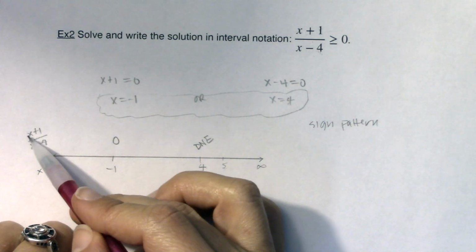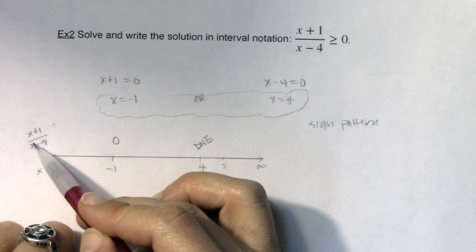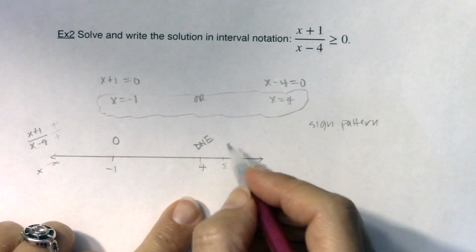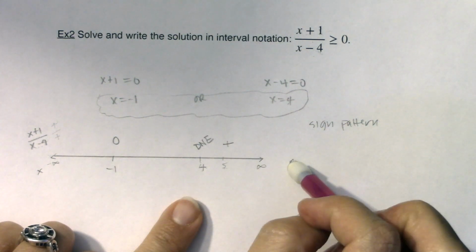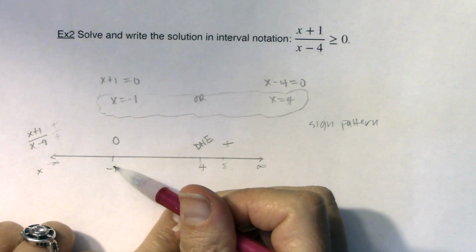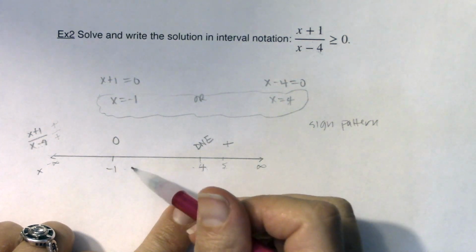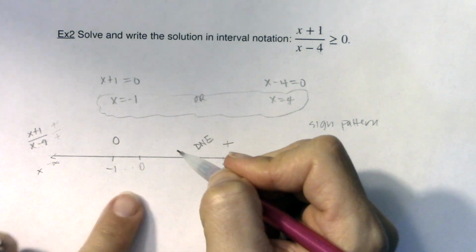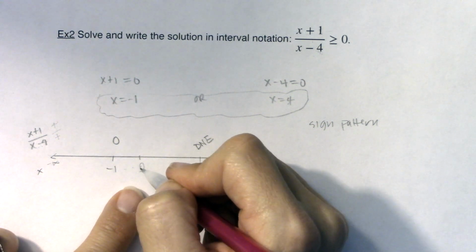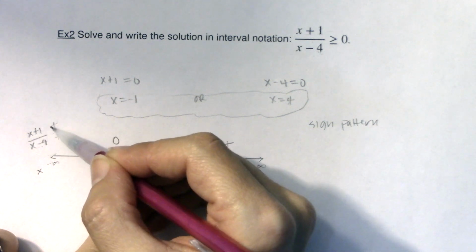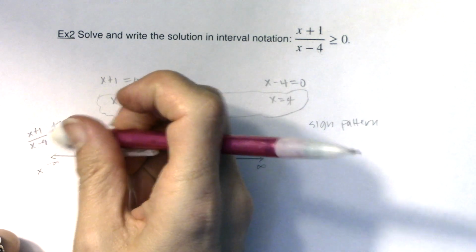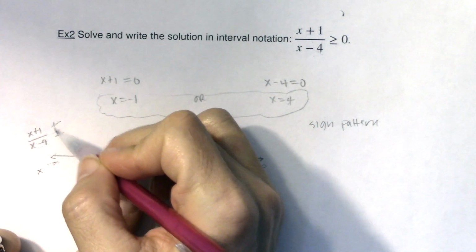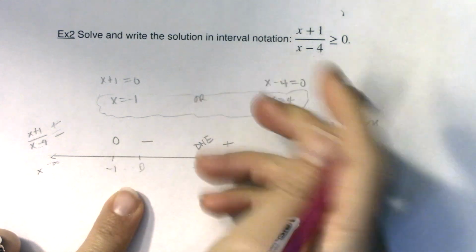So let's try 5. 5 plus 1 would be positive. 5 minus 4 would also be positive. And a positive in ratio to a positive is positive. Okay? I can pick any x value between -1 and 4. Let's try 0. I like picking 0. If I plug in 0, 0 plus 1 is positive, but 0 minus 4 becomes negative. And a positive in ratio to a negative is negative.